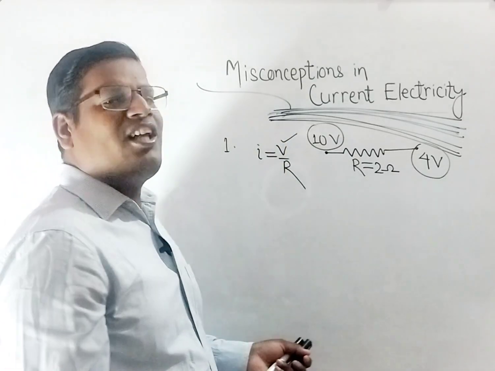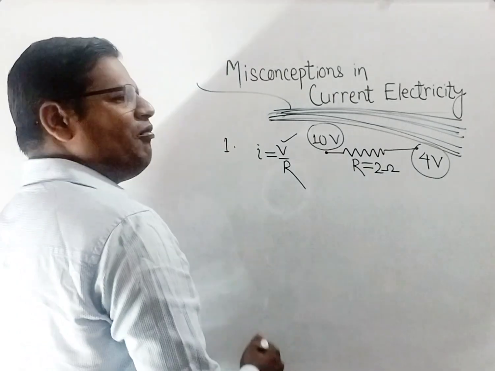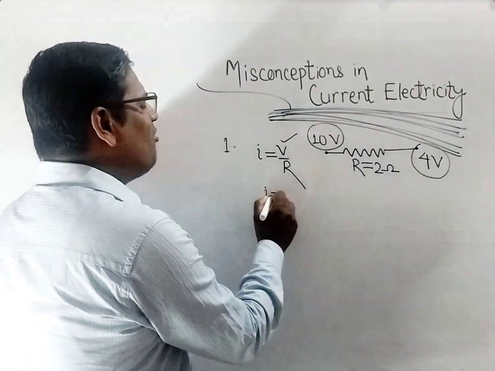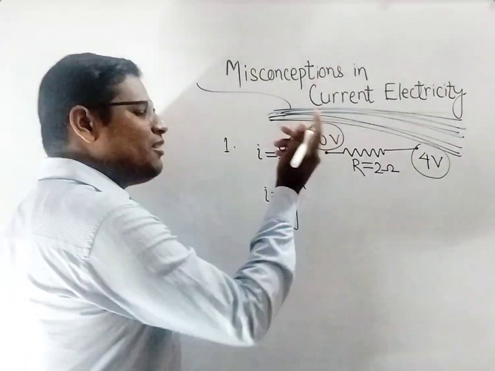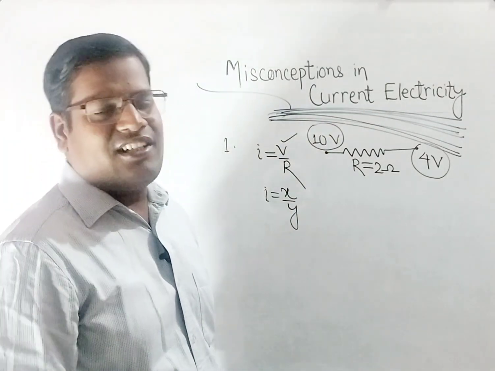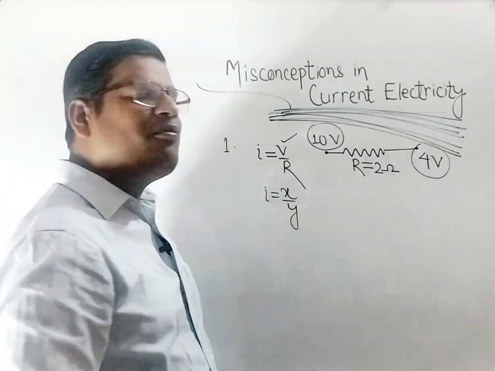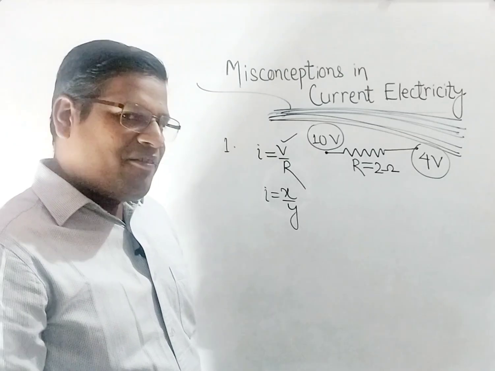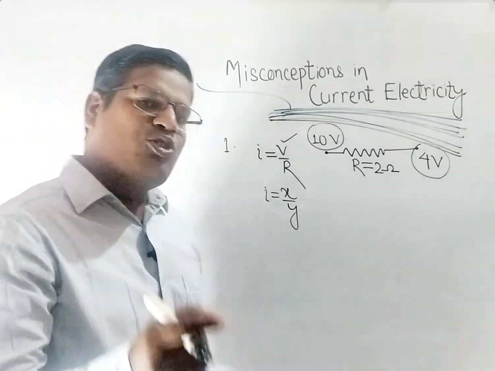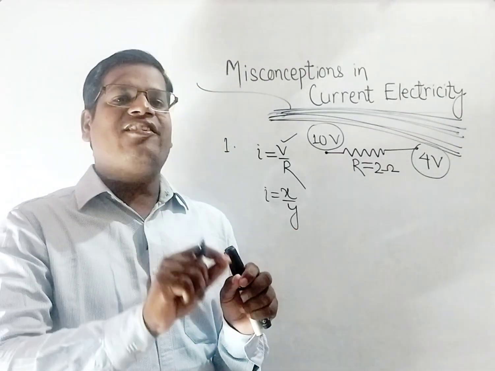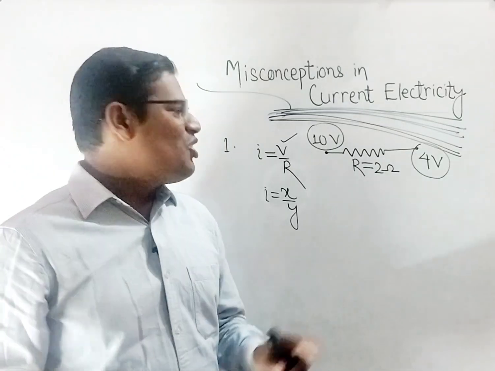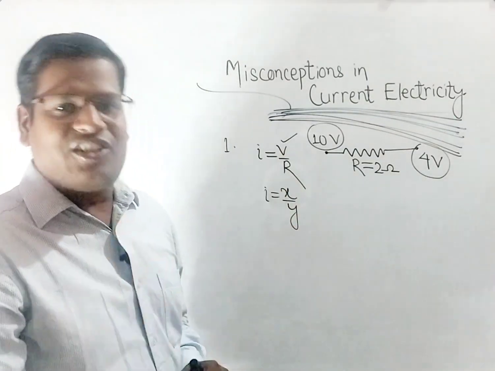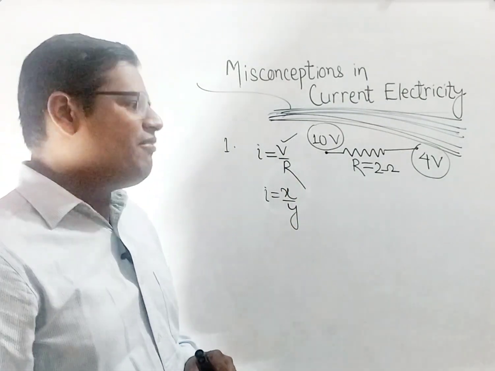Why do you remember formulas like I equal to V by R? Why don't you remember I equal to X by Y, where X is potential difference and Y is the resistance? Try to remember formulas like this. Whenever you are remembering a formula, also remember which letter represents what. So here V doesn't represent potential, it represents potential difference.